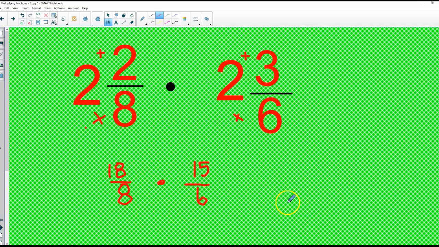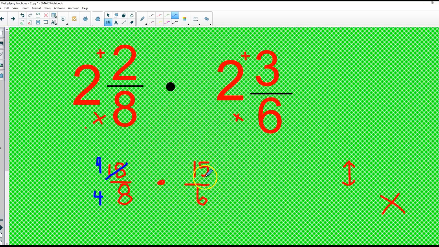You can multiply straight across and reduce at the end, or we can reduce early a little bit. So let's reduce early. And remember, when we reduce, you can reduce up and down, or we could reduce diagonally. It must always be a numerator and a denominator that you're reducing. So let's look up and down first. 18 and 8. Both of those are even numbers, so let's divide them by 2. If I divide 18 by 2, I get a 9. And if I divide 8 by 2, I get a 4.